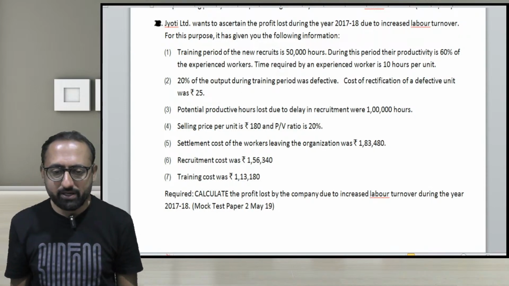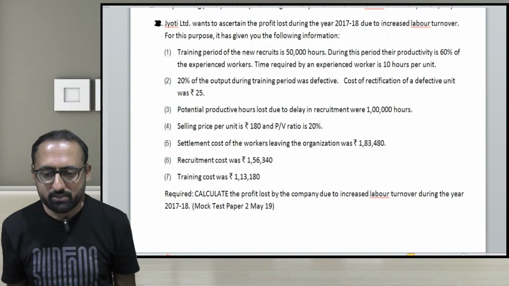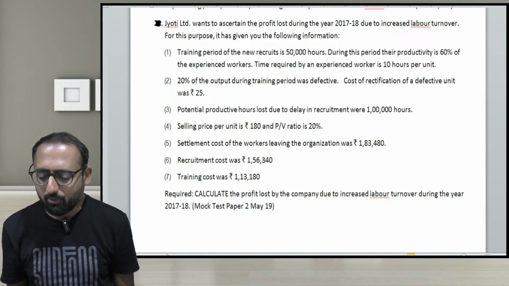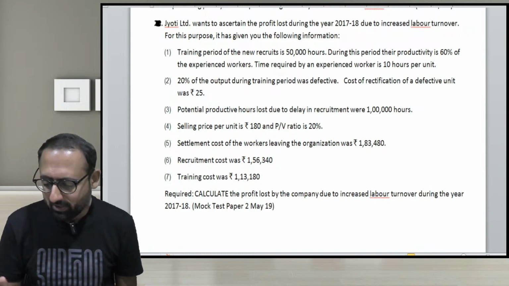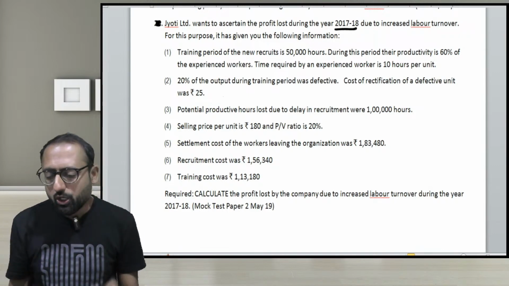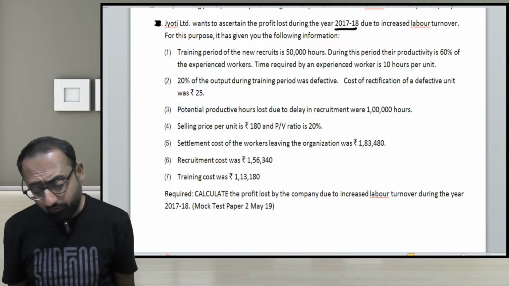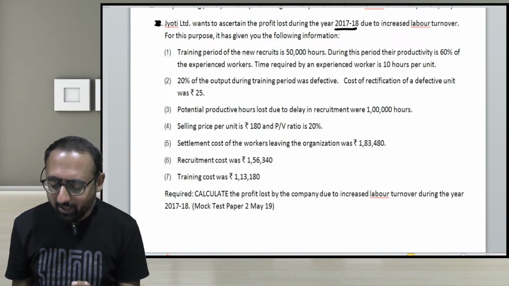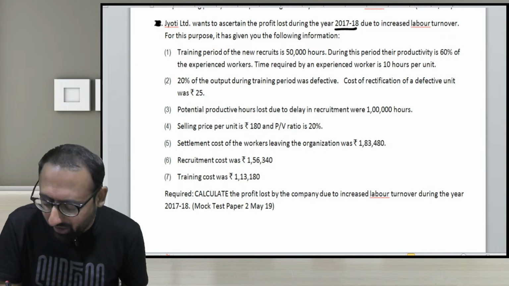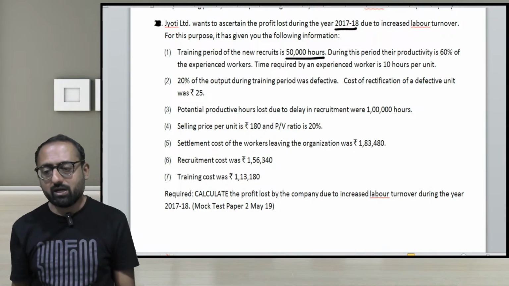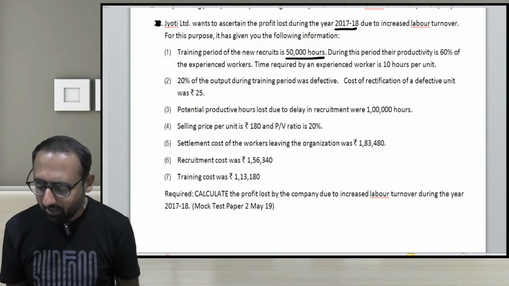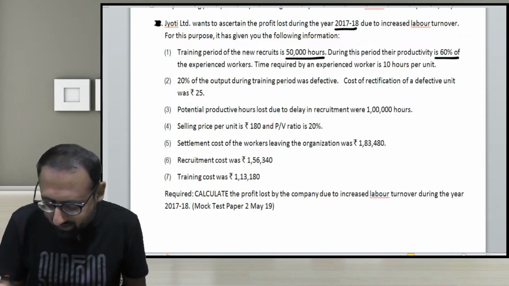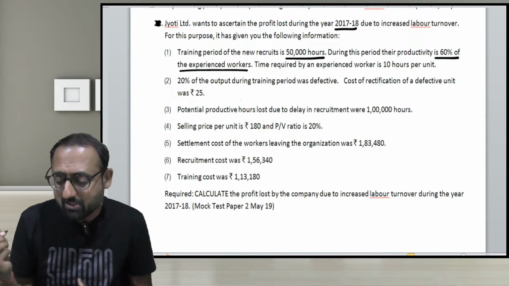Jyoti Limited wants to ascertain the profit lost during the year 2017-2018 due to labor turnover. For this purpose, it has given you the following information. Training period of the new recruit is 50,000 hours. During this period, their productivity is 60% of the experienced worker.